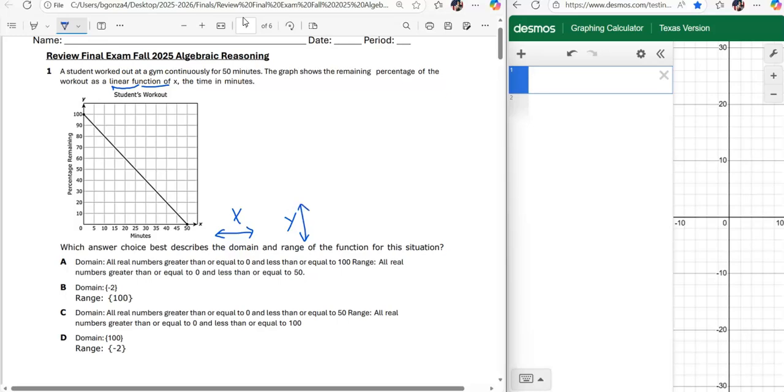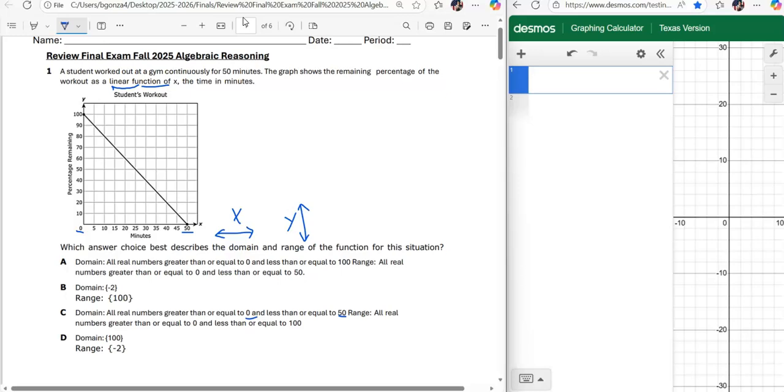So A, B, C, D all have a domain. Let's think about it. From left to right, this point on the left is at 0, and it goes all the way to the right here at 50. So which domain says it's between 0 and 50? That would be 0 to 50 for the domain. That looks good so far. C. Nothing else matches. Let's look at the y values.